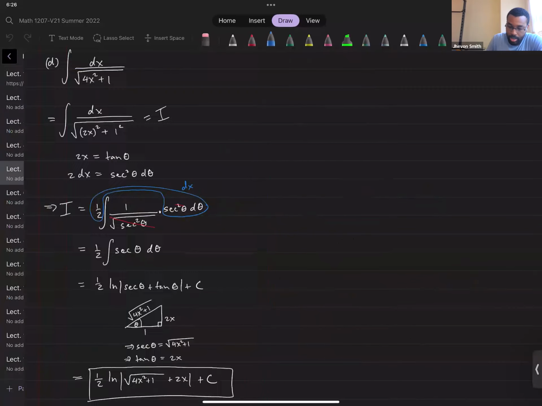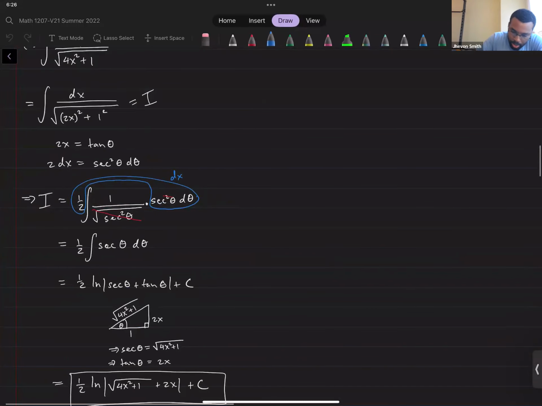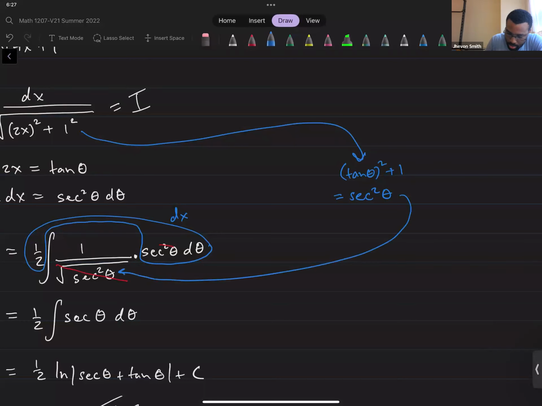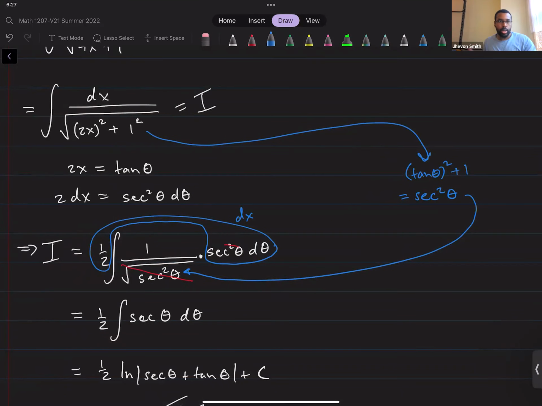The other way is, if you literally just plug it in on the spot, right? If your 2x is actually a tangent, that would give you tan squared theta plus 1, which you actually know is secant squared theta. And it's plugged in right there. Okay. But something like that is always going to happen. So you can actually do the plugins yourself.